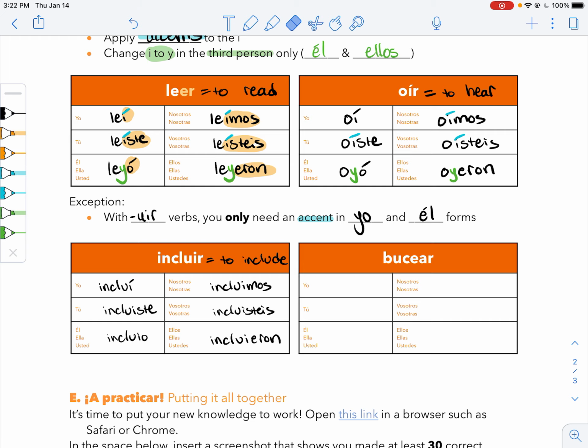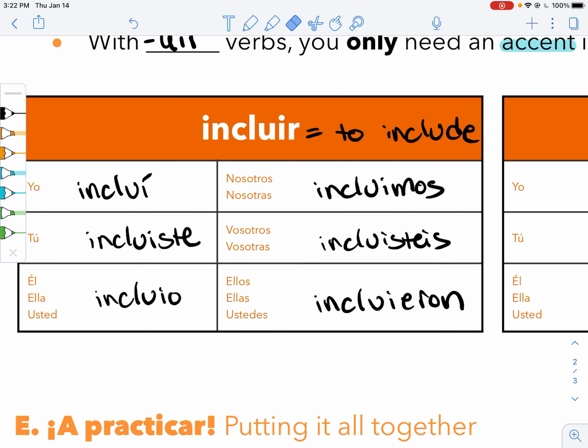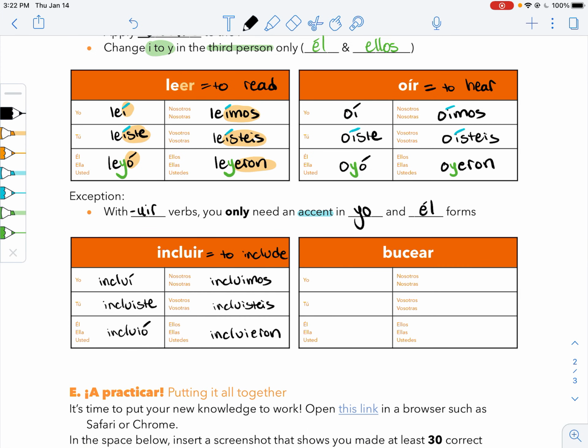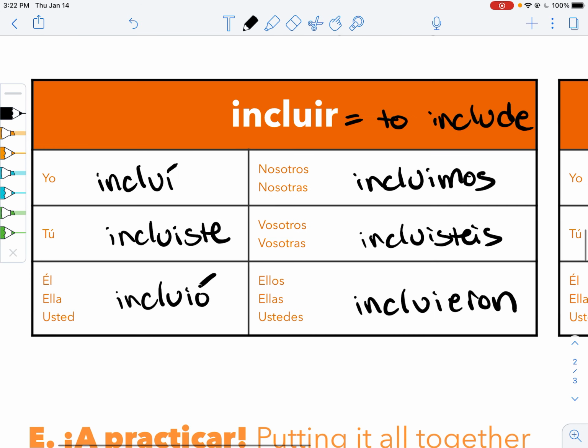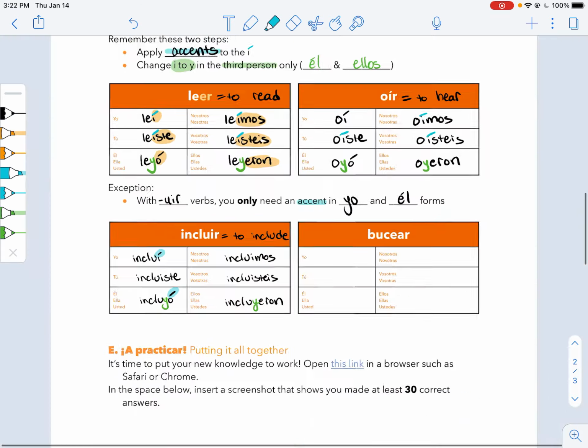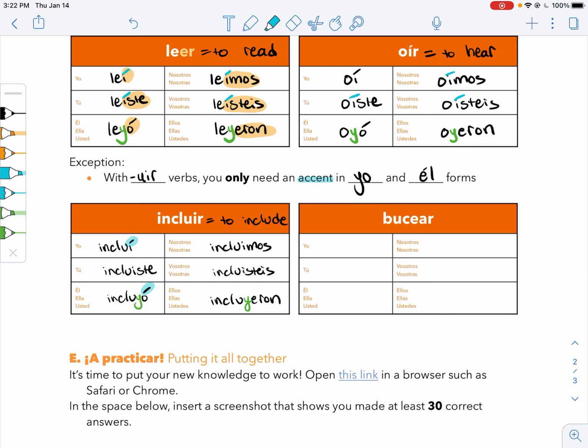Oh, okay. I remember what I was saying. The accent needs to stay on the O. Okay, there we go, because no one else has accents. That's what I meant. Okay, so we don't change the accent rule, but we do need to maintain that Y rule. So we're going to go to the el, ellos forms, and we're going to replace that I with a Y. Sweet. So we didn't change any accents. We kept them where they were at. We called it a day.